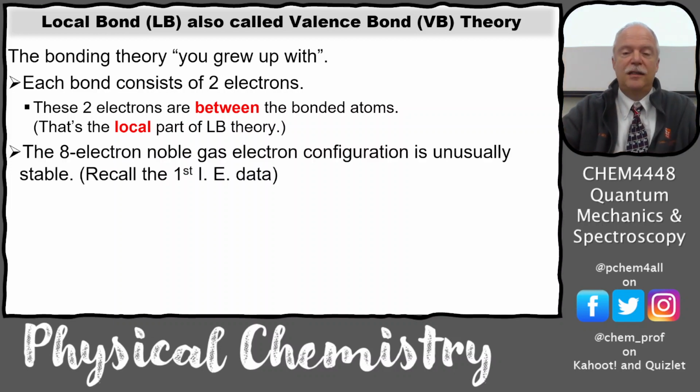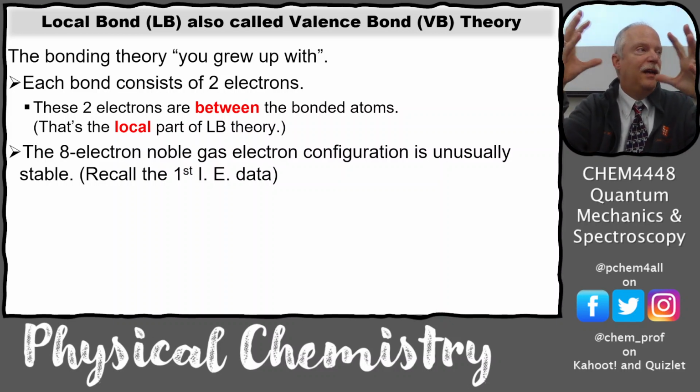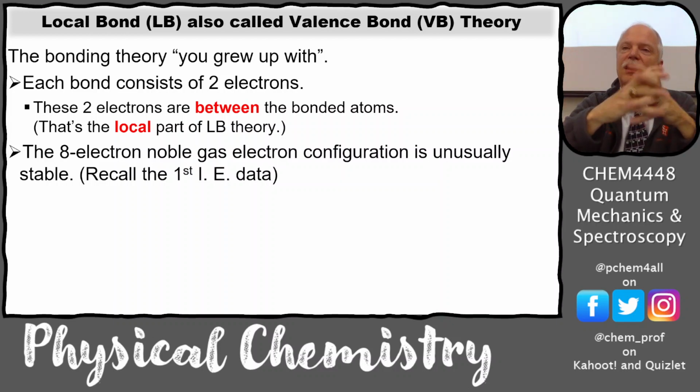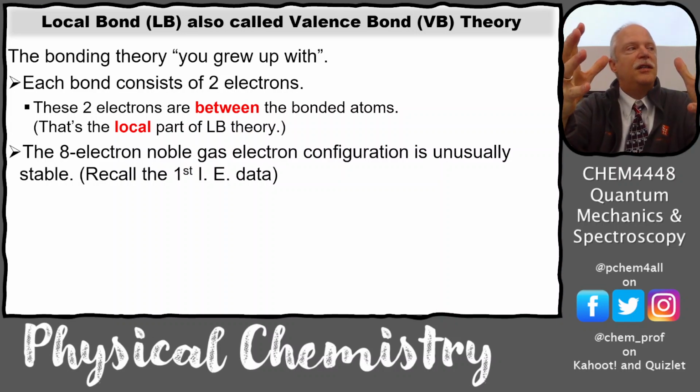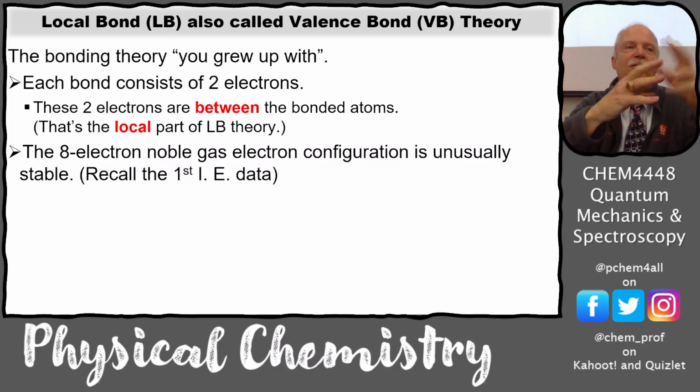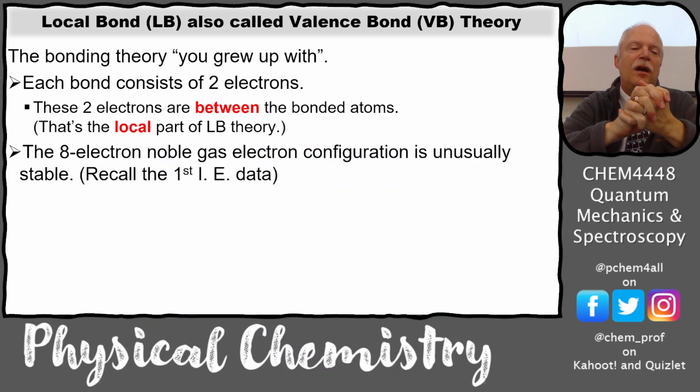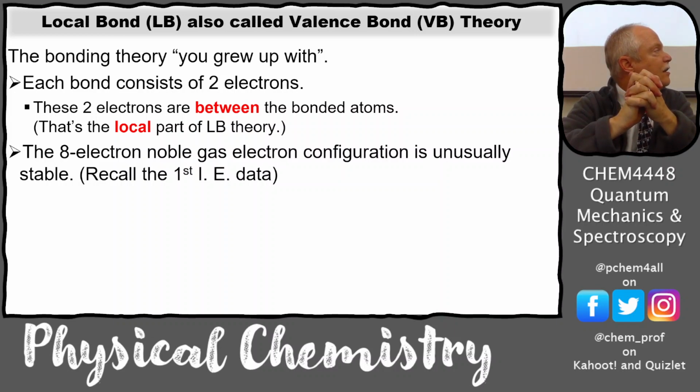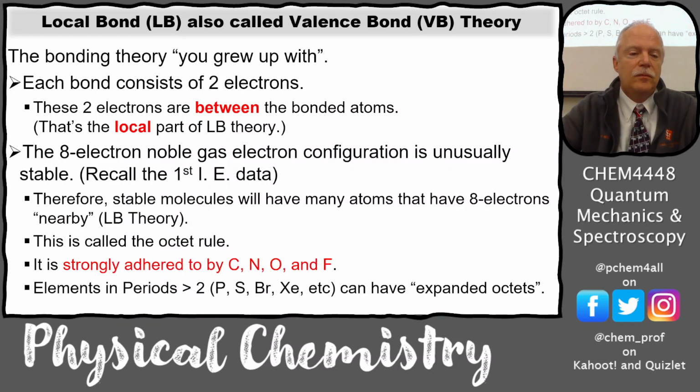The 8-electron noble gas configuration is unusually stable. We saw that from the first ionization energy. And so we acknowledge that there's something nice about having 8 electrons surrounding the atom, whether it's the wave functions or that electron correlation term, we don't know, but something makes that electron configuration shield the nucleus really well, and it sort of protects that atom from being reactive. So that's why the noble gases don't really form that many compounds. You can get the larger ones like xenon to form compounds with fluorine, but for the most part, the noble gases don't react. And so therefore, stable molecules will have many atoms in their structure that have 8 electrons nearby.